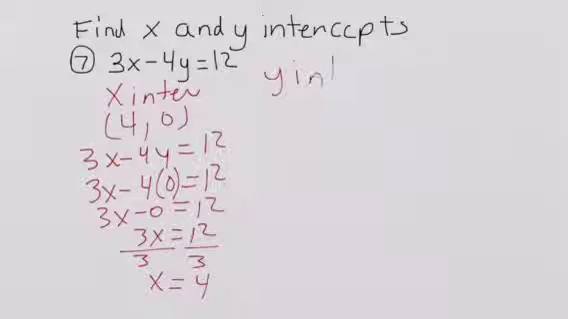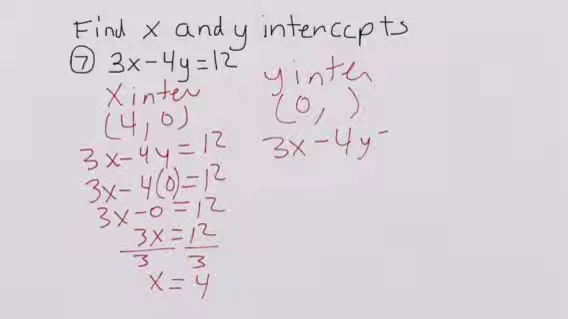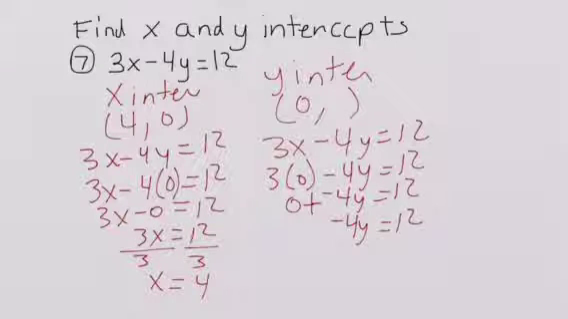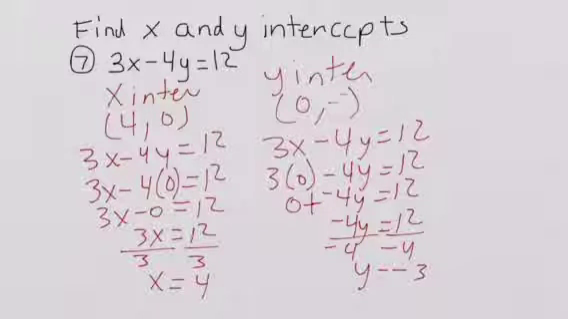To find our y-intercept, now we're going to put 0 in for x. So we're going to do 3x minus 4y is equal to 12. 3 times 0 minus 4y is equal to 12. 0 minus 4y is equal to 12. That's add a line, change the sign, so we really know that 0 plus negative 4y is negative 4y is equal to 12. Divide by negative 4, divide by negative 4, and y is going to equal negative 3.